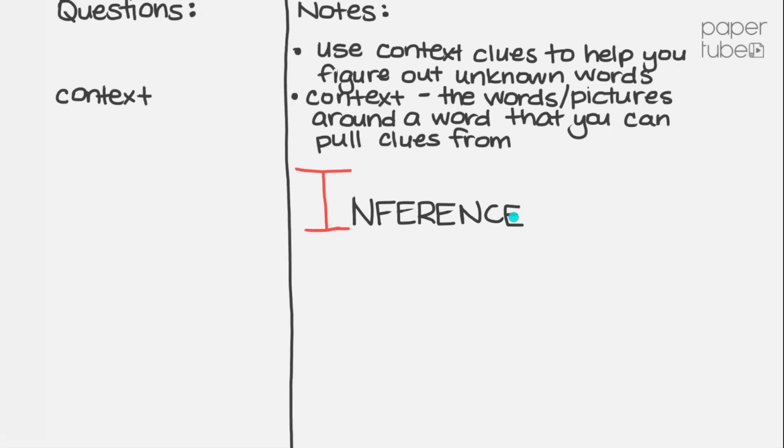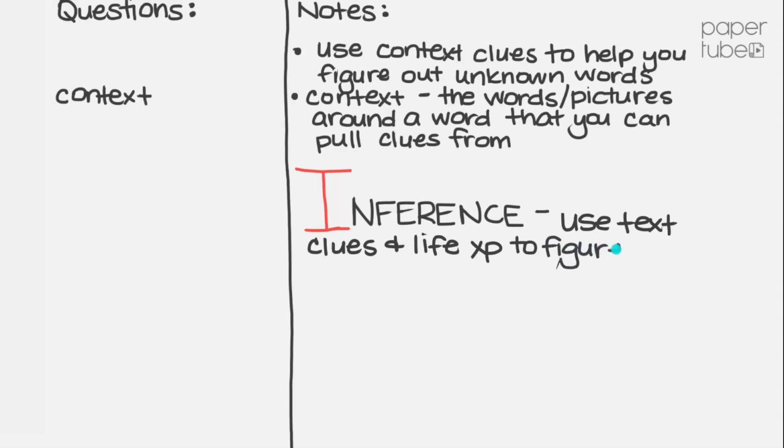So if you remember from the RACE hyperdoc, we talked a little bit about inferences. Inferences are when you have clues from the text and your life experience that you use to make a guess about something. So use text clues and life experience to figure out a meaning.